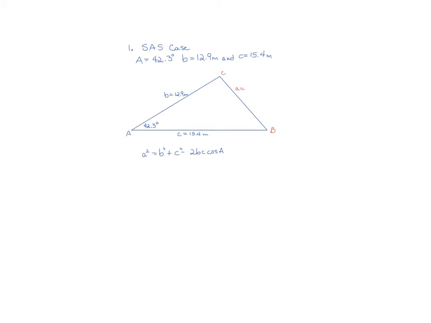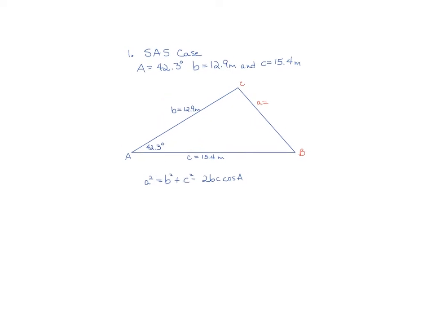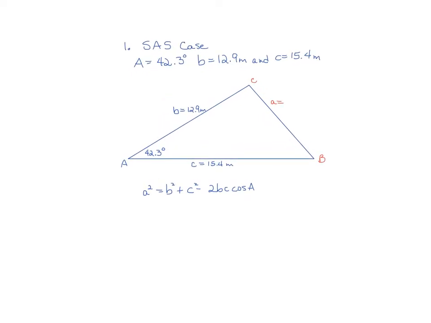Here is the first example we're going to do, and the given information is side angle side. We're given angle A, which I've already labeled. I'm given little b, or side length b, 12.9, and I'm given little c. Now, in the previous examples, we were always given the side that was across from the given angle. Here we're given a side, the included angle, and another side. So when this happens, we're going to be using the law of cosines.